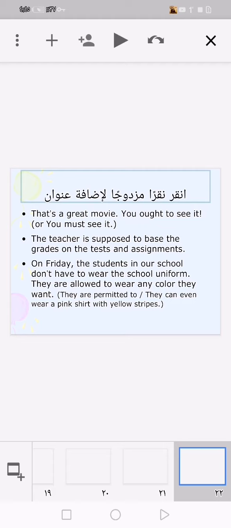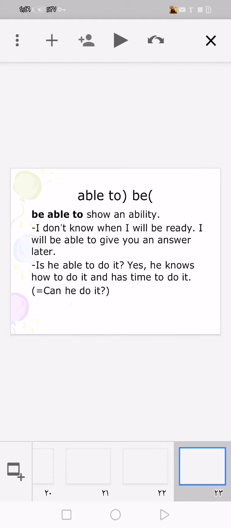The teacher is supposed to base the grades on the test and assignment. Number 3: on a Friday, the students in our school don't have to wear the school uniform. They are allowed to wear any color they want. They are permitted to. They can even wear a pink shirt with yellow stripes. Be able to، be able to استعمالات.